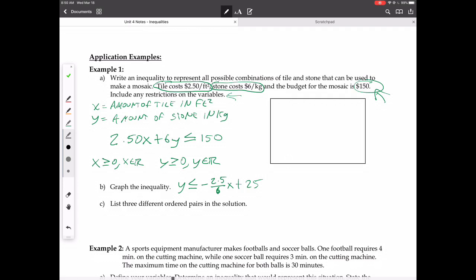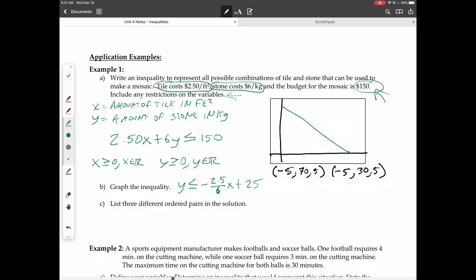So when I'm adjusting my window settings, I'm going to say that I have negative 5, positive 70, and the scale, I'll make 5 for x, and for y, negative 5, positive 30, and 5. Once again, I'm just changing it so that I can actually see where those x and y intercepts are. I'm going to draw in my axes. And then when I draw out my graph, I'm going to do a solid line.